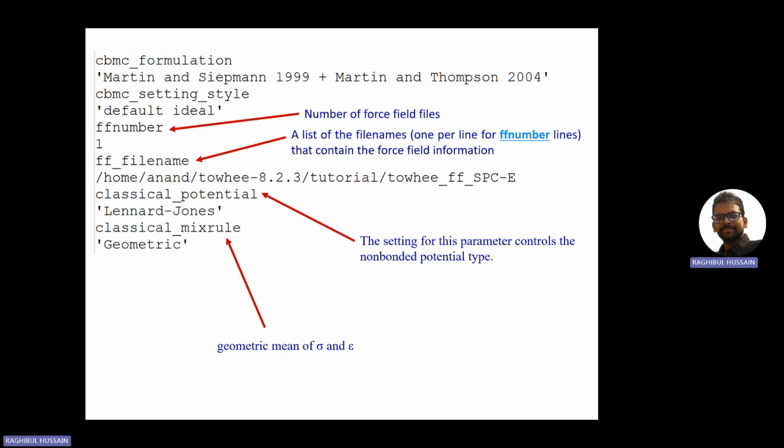Done. Then you check CBMC setting style. If it has default ideal, you don't change. So if you understand the algorithm, then only you can do the changes. If you do not understand, keep the default like it. Later on, you can explore all different algorithms. In the start, you keep the default. Once you know how to run the simulation and how to do the analysis, then you can go back to the algorithm part.